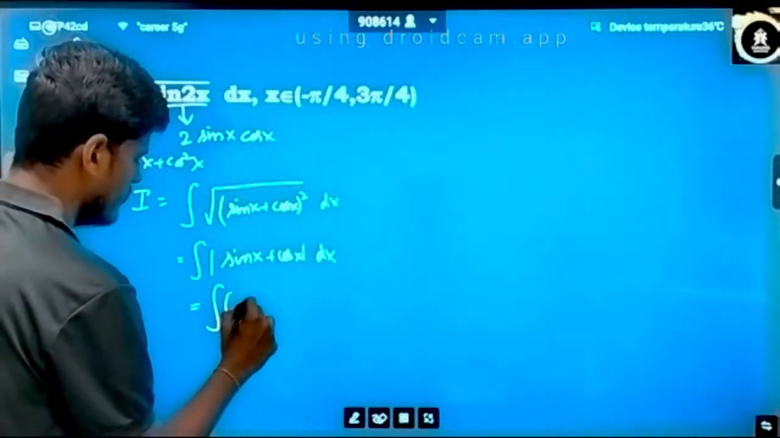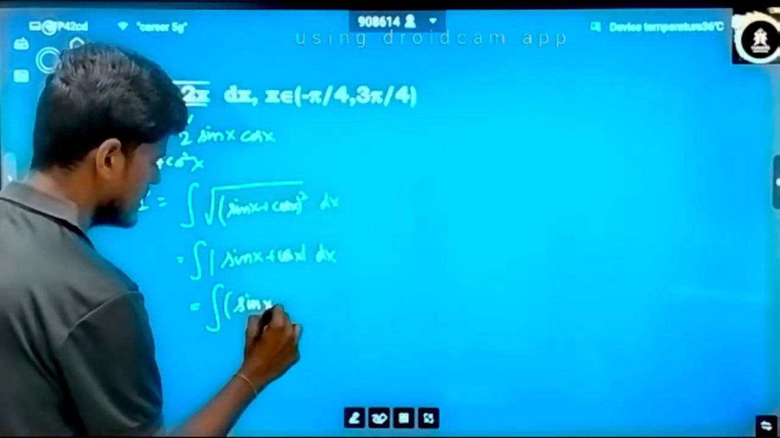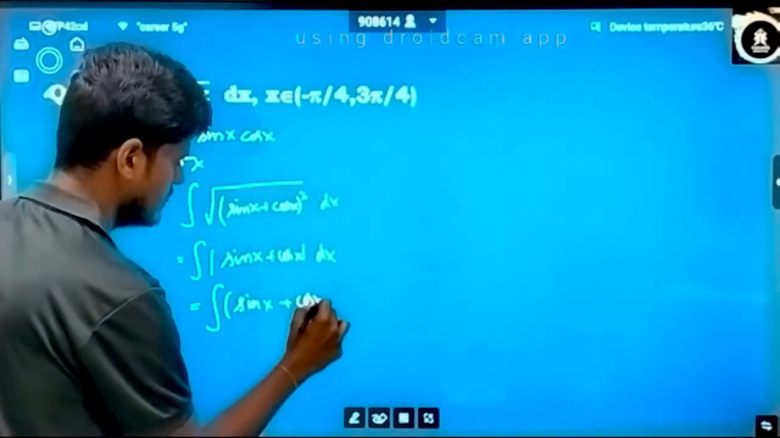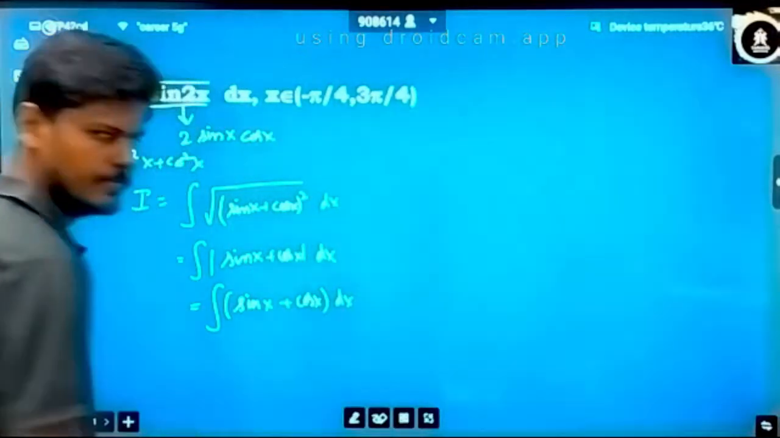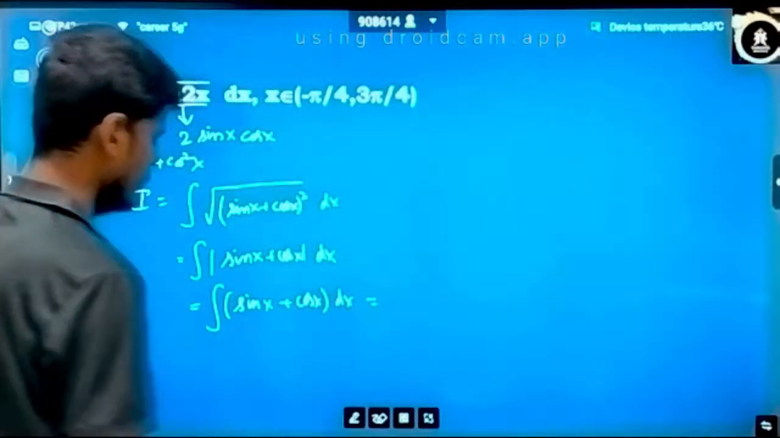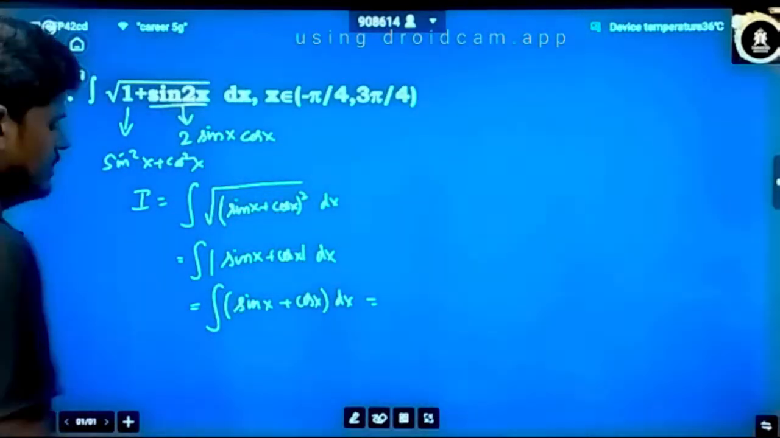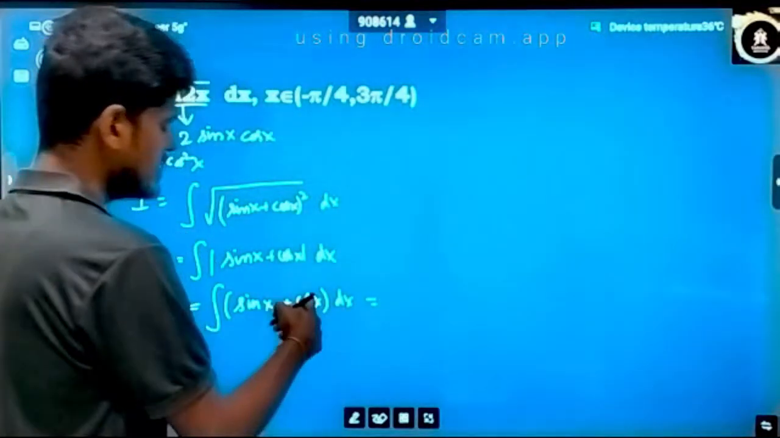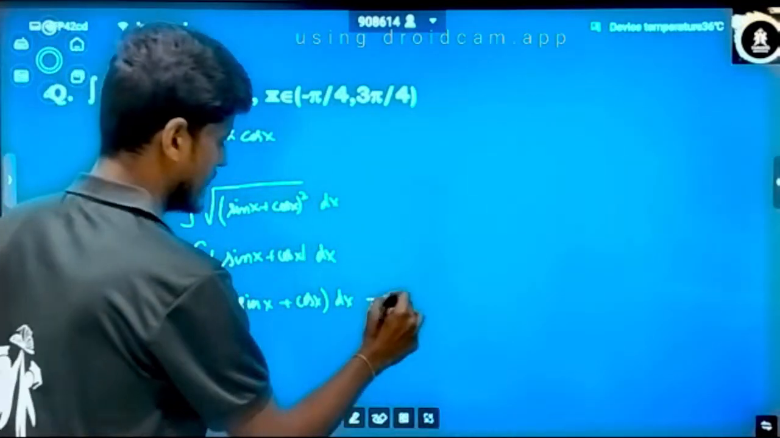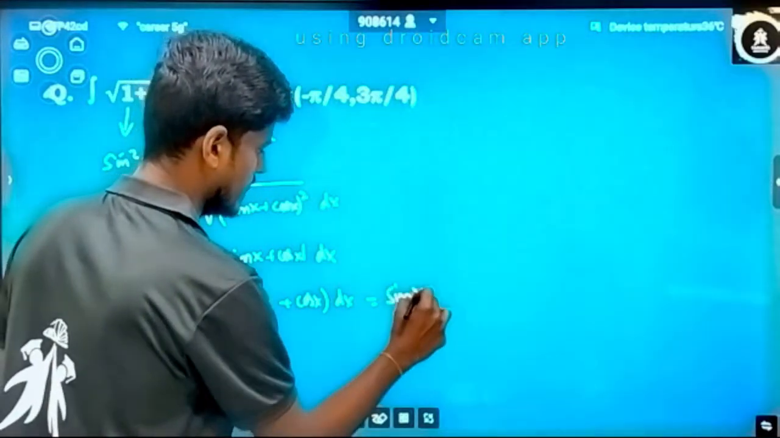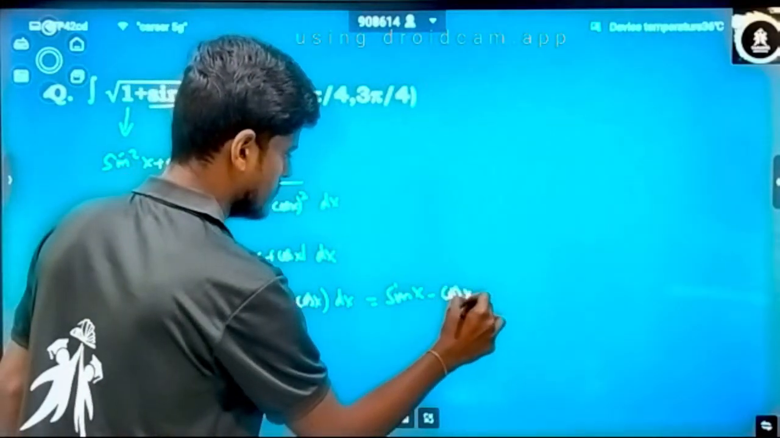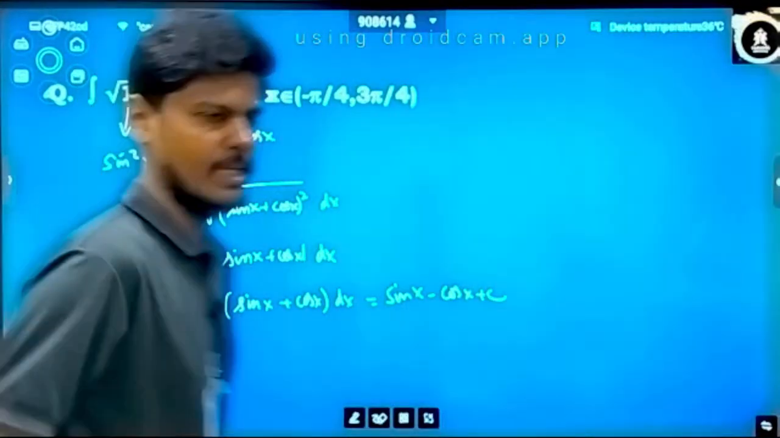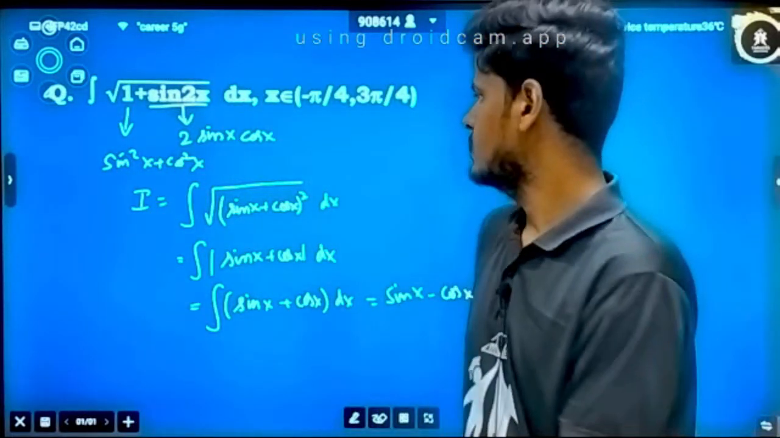So this is the integral of sin x plus cos x, dx. Now this is equal to the integral separately. The integral of sin is minus cos, the integral of cos is sin x. So we get sin x minus cos x plus constant. That is it. Easy question.